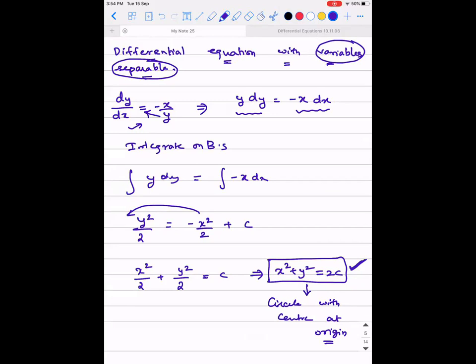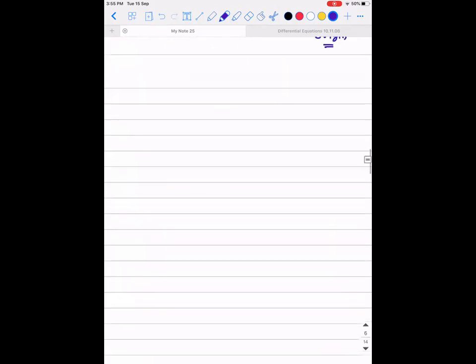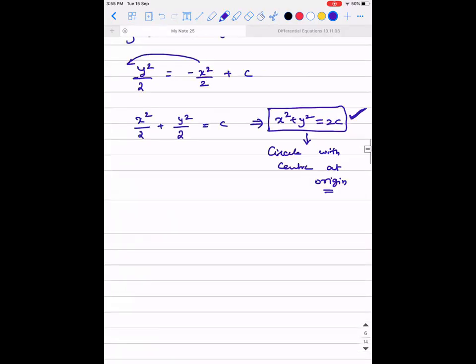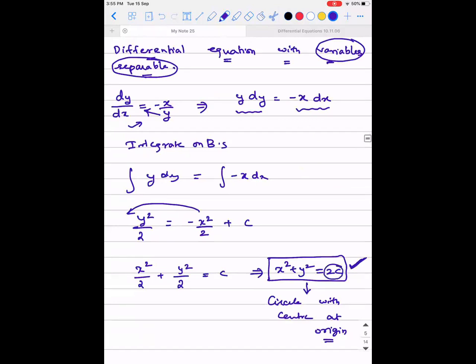Sir, is this also a general solution? Yes, it is a general solution, because you have 2c, and we don't know what is the value of c. It's a general solution.